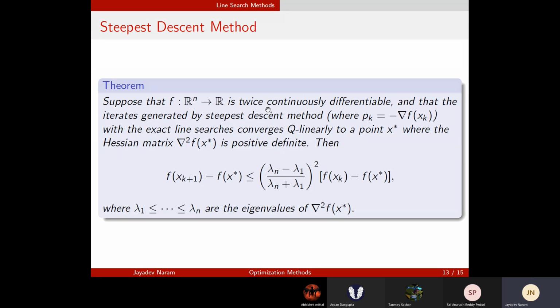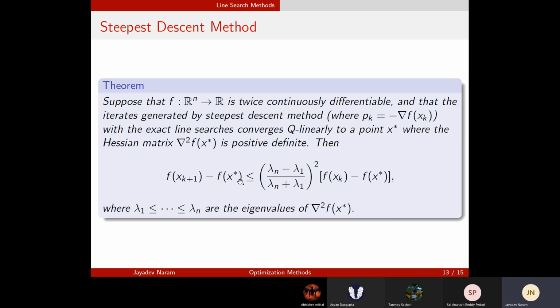Essentially, gradient descent will converge Q-linearly to a point where the Hessian matrix is positive definite. One thing you should note: when we have a positive definite Hessian matrix, you might say that this is a strict local minimizer, but it might not be. Here we do not say that. From this we can tell that the limit of f of xk as k tends to infinity will be equal to f of x star, but we do not know if f of x star itself is 0.